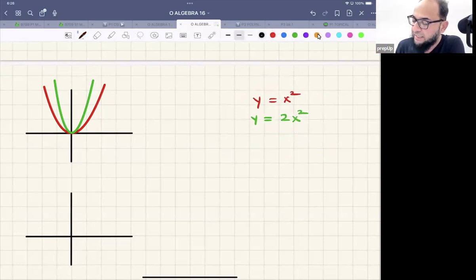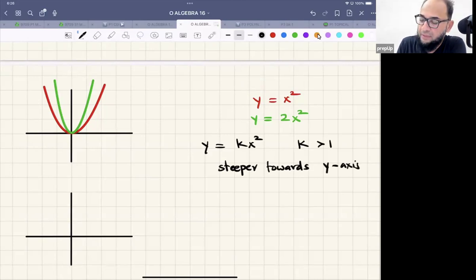That means if I say y is equals to kx square, if k is greater than 1, the graph gets more steeper towards y-axis. And the logic was explained earlier on.